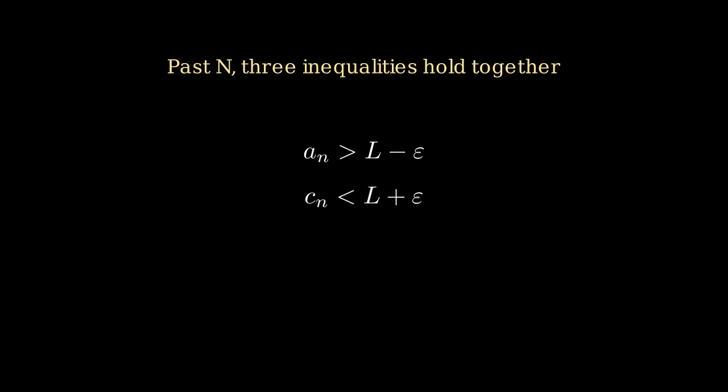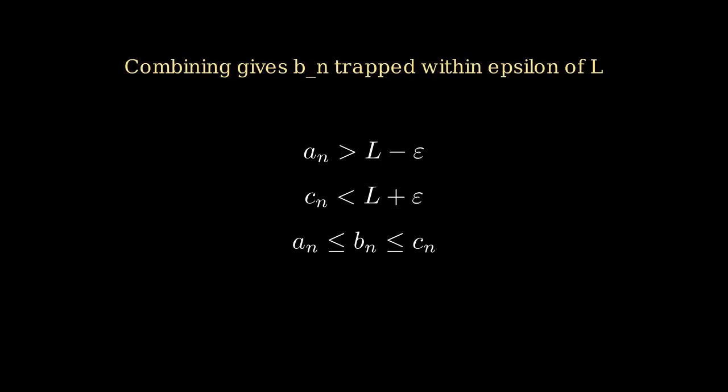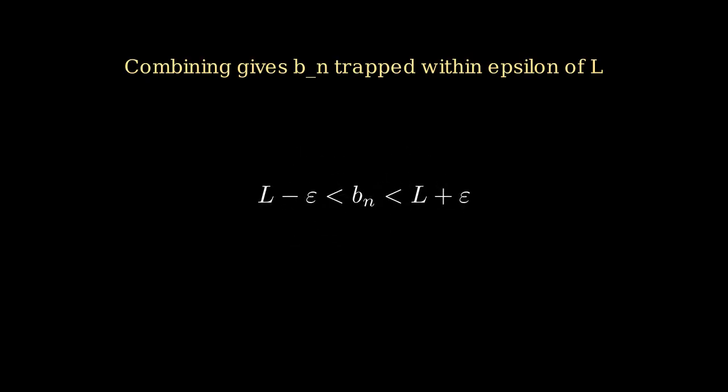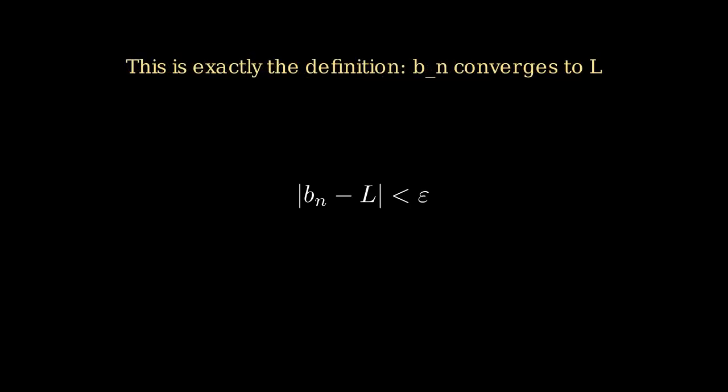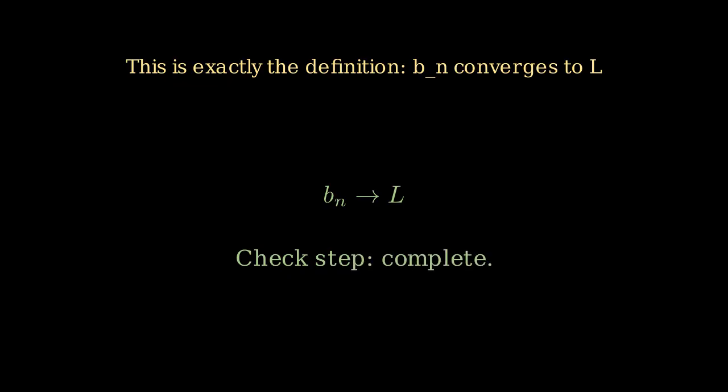Past this point n, we know three things together. a sub n is greater than L minus epsilon, c sub n is less than L plus epsilon, and b sub n sits between a sub n and c sub n. Combining these, past n, b sub n is greater than L minus epsilon, and b sub n is less than L plus epsilon. That means b sub n is always within epsilon of L once we go far enough along. Since epsilon was any positive tolerance we like, and we always found such a point n, this is exactly the definition of b sub n converging to L. So the trapped sequence must converge to the same limit, L.